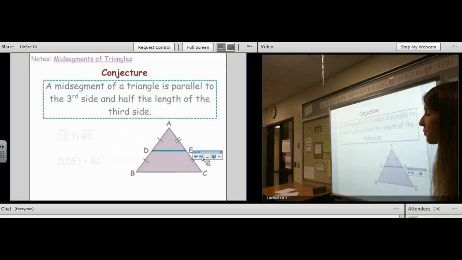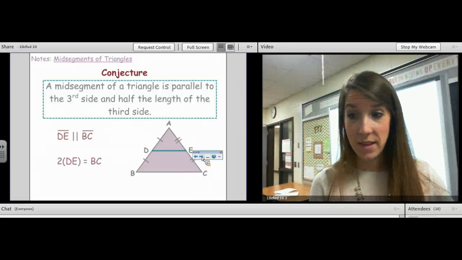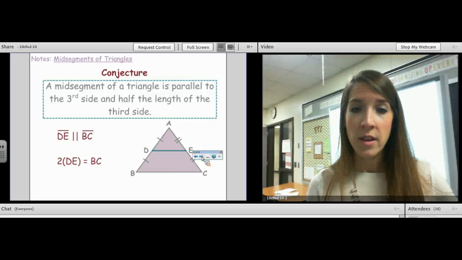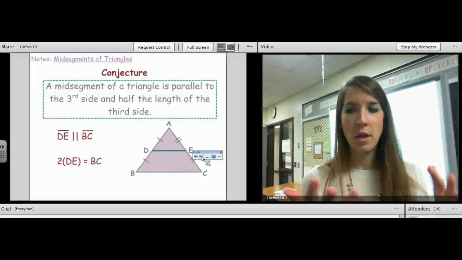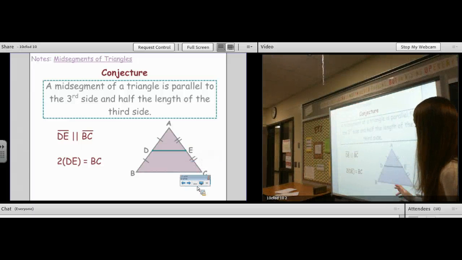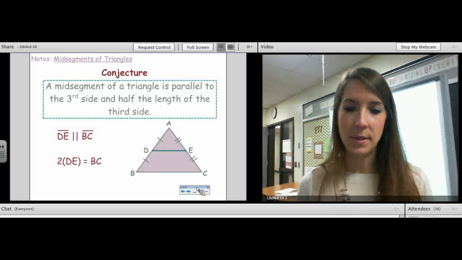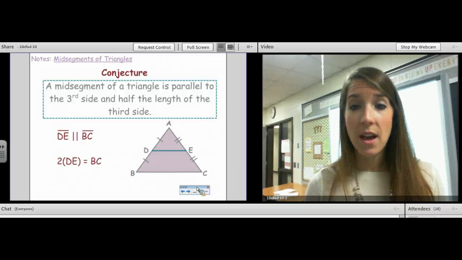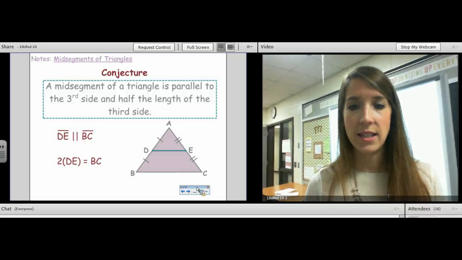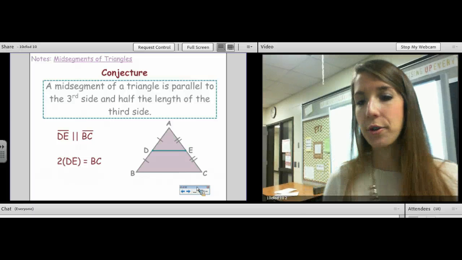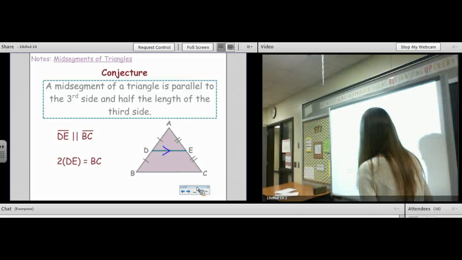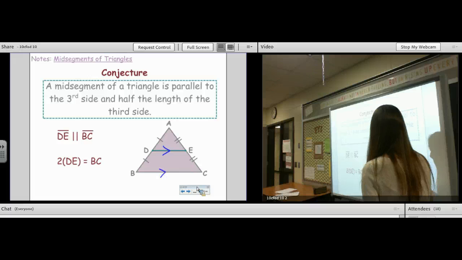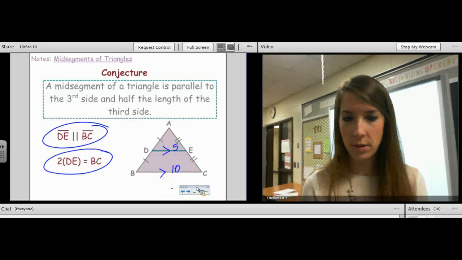So let's write it down. This is our conjecture about a midsegment. There's two cool things about a midsegment. A midsegment is parallel to the, I'm calling it the base, but it's really the third side of the triangle, because it's not always the base. Not every triangle has a specific base. So a midsegment of a triangle is parallel to the third side and it's half the length of the third side. So two things are true. It's parallel and it's half of the length. I'll let you write that down if you are taking notes.